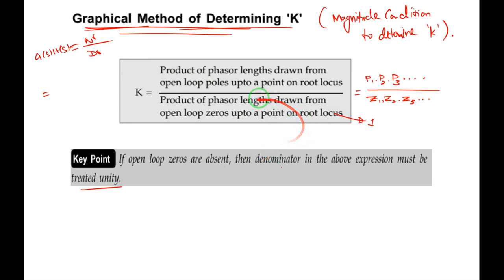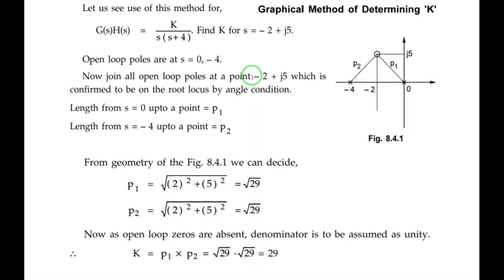We'll take one example and try to understand this formula. Product of phasor lengths drawn from open loop poles up to a point on the root locus, divided by the product of phasor lengths drawn from open loop zeros up to a point on the root locus. With respect to zeros, numerator; with respect to poles, denominator. If zeros are not there, take it as 1. Right?